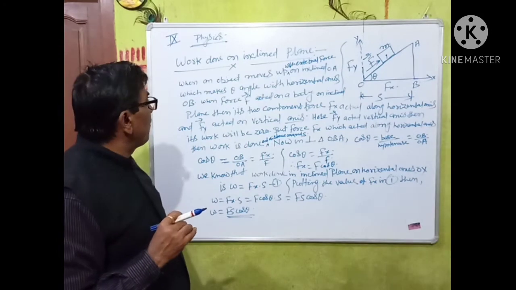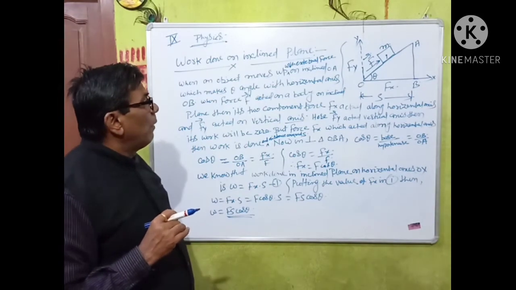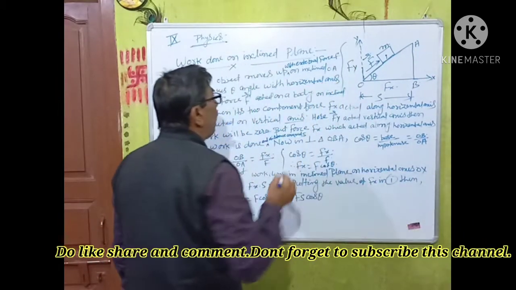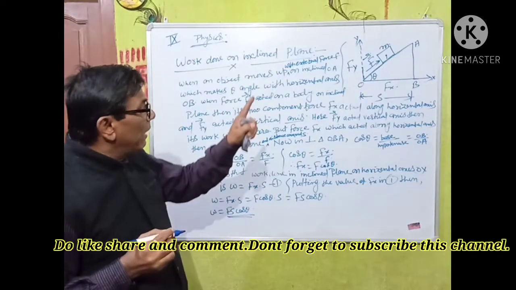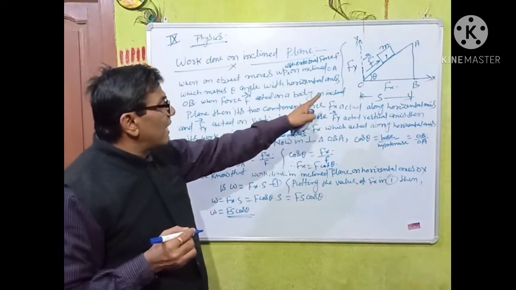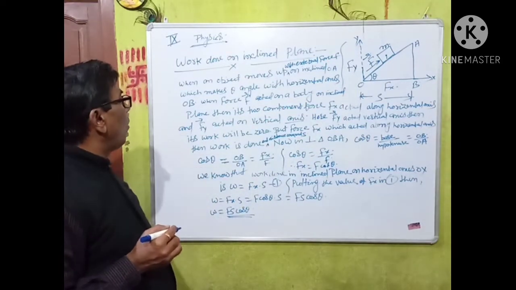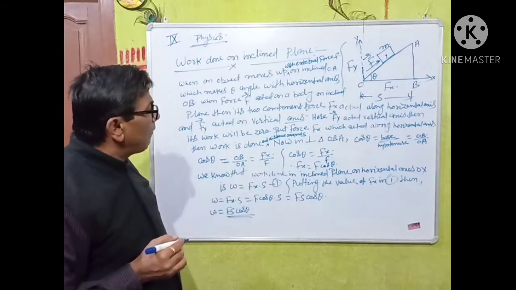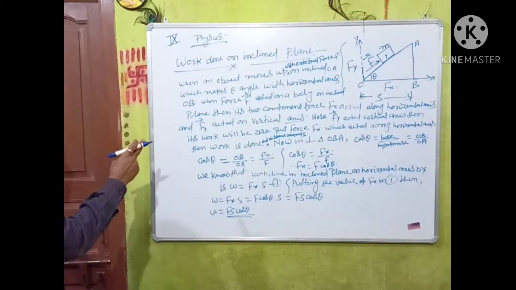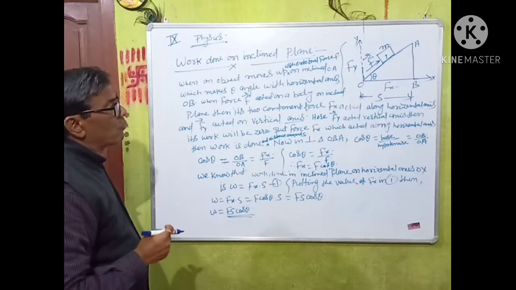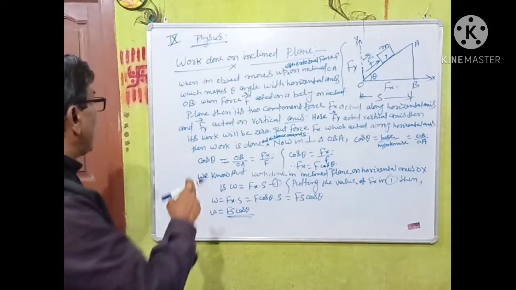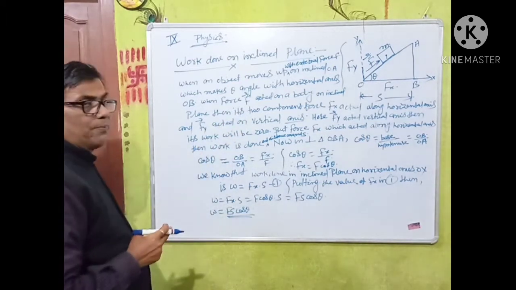We know that when an object moves up with an external force F on an inclined plane OA, which makes angle theta with the horizontal axis OB or OX, then the force F acting on the body has two components: Fx acting along the horizontal axis and Fy acting on the vertical axis.